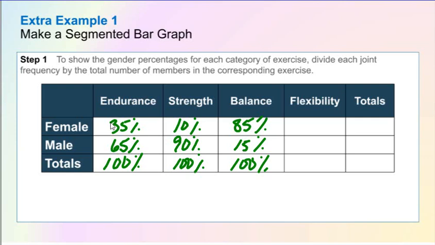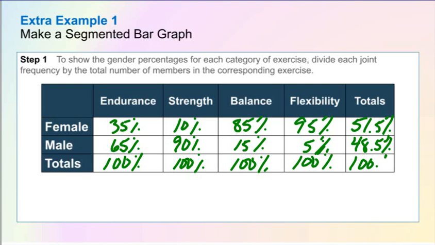Flexibility, 38 divided by 40 gives us 95% for female. That's 5% male. And if we did the totals, 67 divided by 130 gives us 51.5%. And 63 divided by 130 will give us 48.5%. That should add up to 100%.